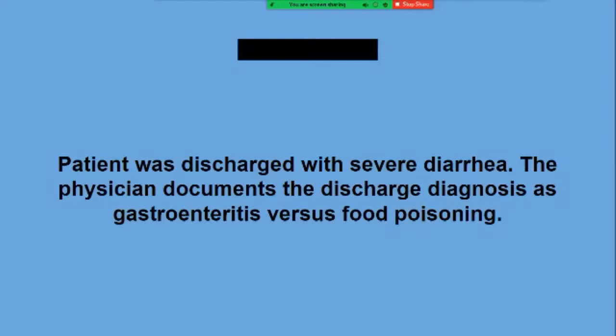Okay, now guys, we're going to need 2 diagnoses on this one. The only thing that means is we're looking up 2 different things. It's not hard. Let's pick out what we need to look up. Patient was discharged with severe diarrhea. The physician documents the discharge diagnosis as gastroenteritis versus food poisoning. So what would you think would be worse? Gastroenteritis, which is just an inflammation of your gastric system, or food poisoning?